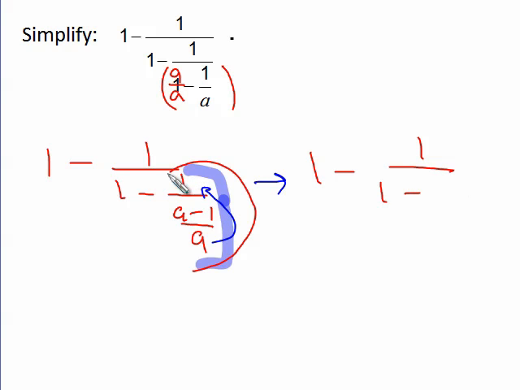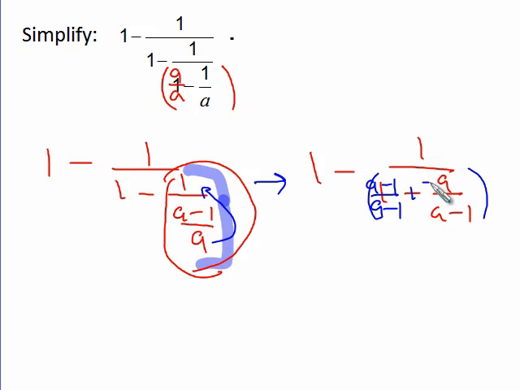Again, right here, this is what I'm looking at. This I'll flip and multiply to get a over a minus 1. Now I'll do the whole thing again. I'm going to work on this problem right here. So 1 minus a over a minus 1 needs a common denominator. So this will become a minus 1 over a minus 1.